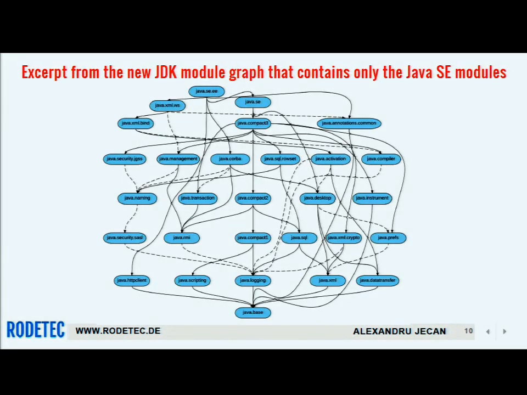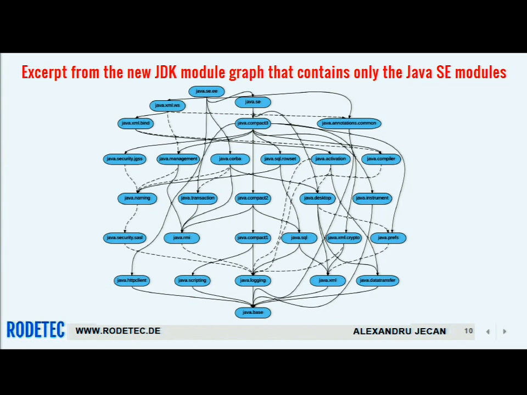Then this is the new module graph that contains only the Java SE modules. So this is how the JDK has been modularized. And at the bottom you have java.base. This is where you have java.lang.String, java.util, everything you have in java.base.